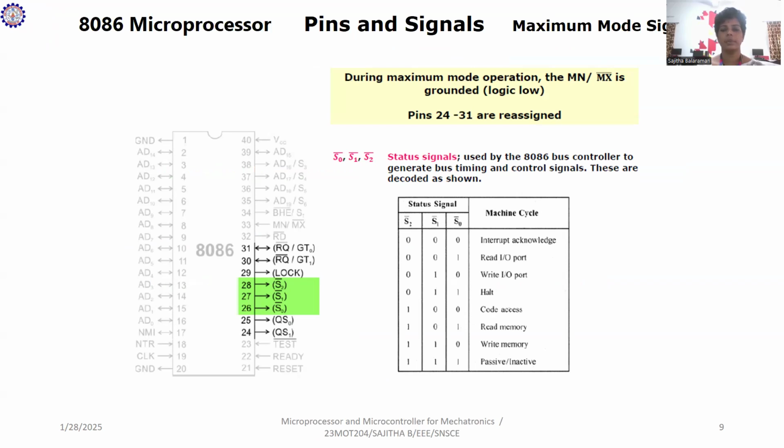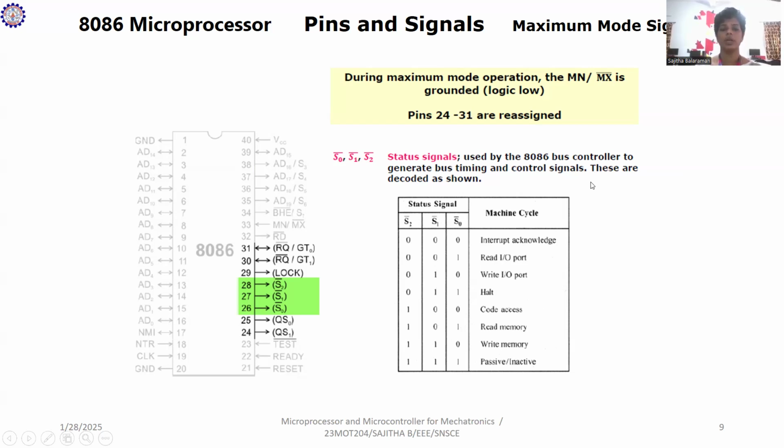The maximum mode pins are generally assigned from pin number 24 to 31. In other words, they are reassigned. During maximum mode operation, the MN/MX pin is grounded, that is, logic low, and pins 24 to 31 are reassigned. Here you can see S0, S1 and S2, the status signals, and they are used by the 8086 bus controller to generate the bus timing and control signals.